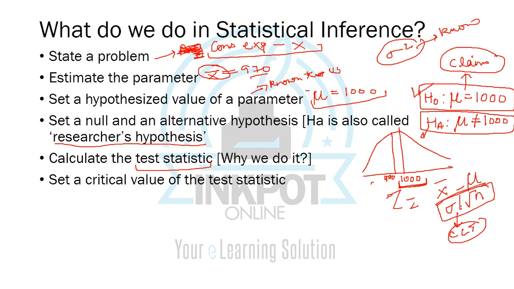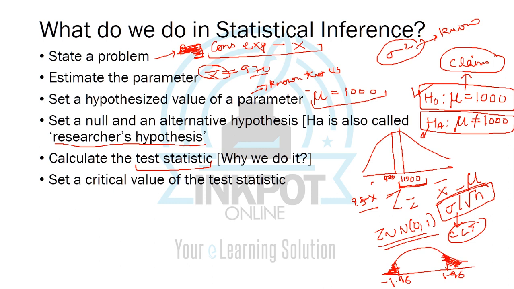Next, we set a critical value. Remember that since we are normalizing it, this Z will follow a normal distribution with mean 0 and variance 1, and we can set up a critical value. Suppose we set up a critical value at 95% confidence level. In that case, it will be minus 1.96 and plus 1.96. This is the critical area or the rejection area.